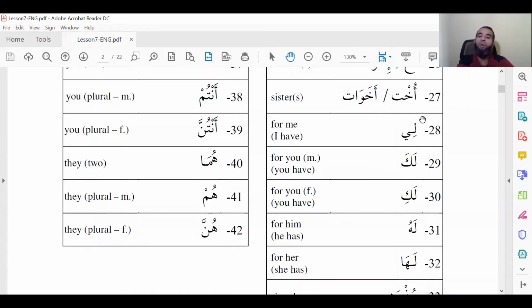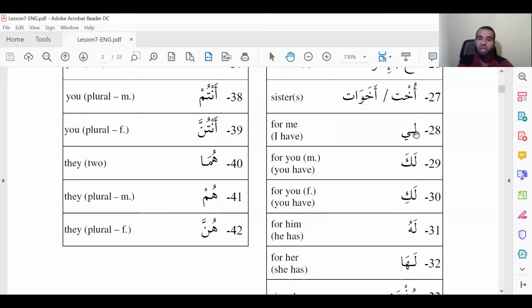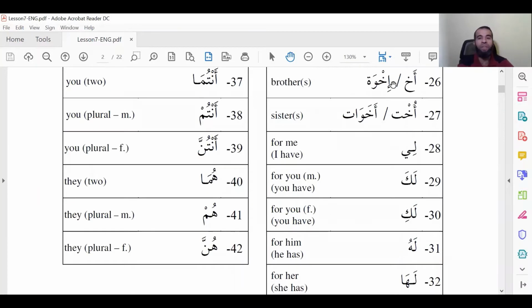I ask you, how many brothers do you have? كم أخا لك? And كم أختا with تنوين الفتح لك, or لك if you speak to women. So the answer will be لي, for me, لي أخ or أخوان or ثلاثة إخوة. And I have a sister, 2 sisters, 3 sisters. لي أخت, لي أختان, لي 3 أخوات, and so on.